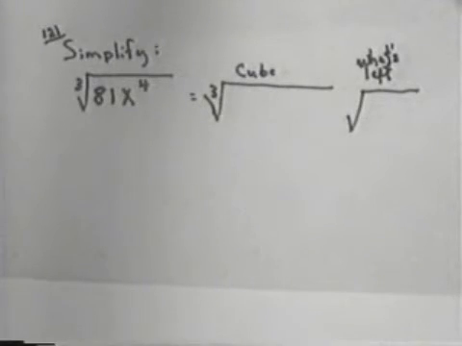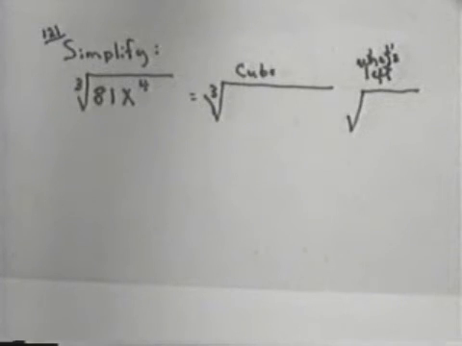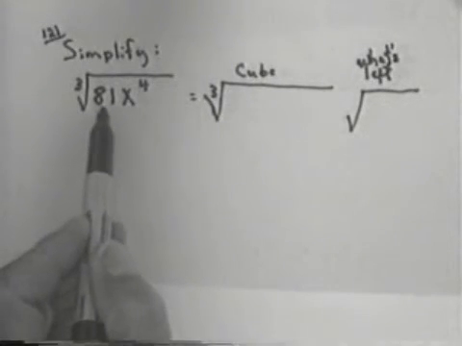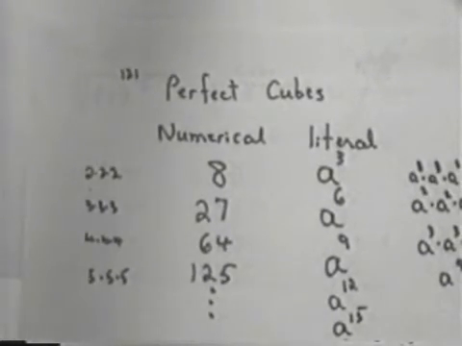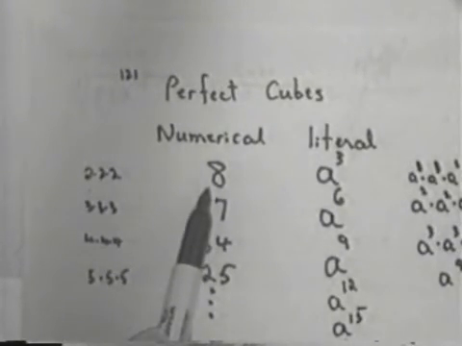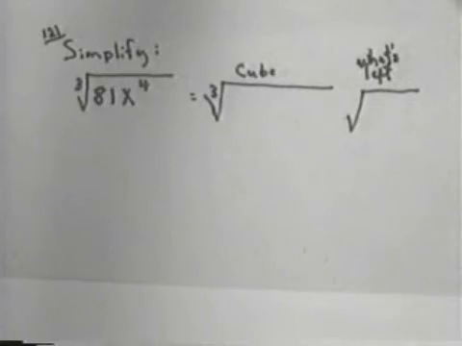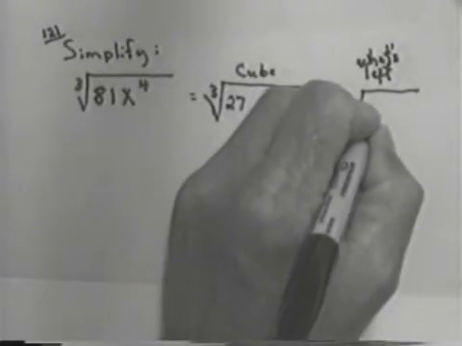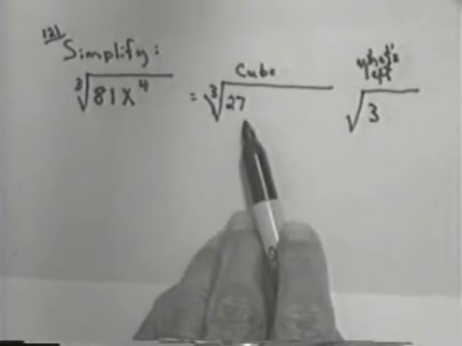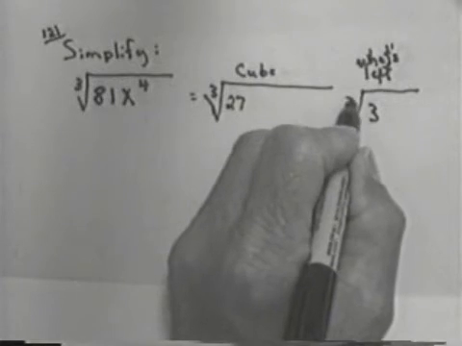Well, what are your cubes? Is 81 a cube? Well, I'm going to pull the cubes back, and we need to find a cube that will go into 81. Now we're looking at numerical cubes. 8 will not go into 81, but 27 will. 27 goes into 81 3 times. So I can write 81 as 27 times 3. Whereas 27 is your cube, the 3 is what's left.